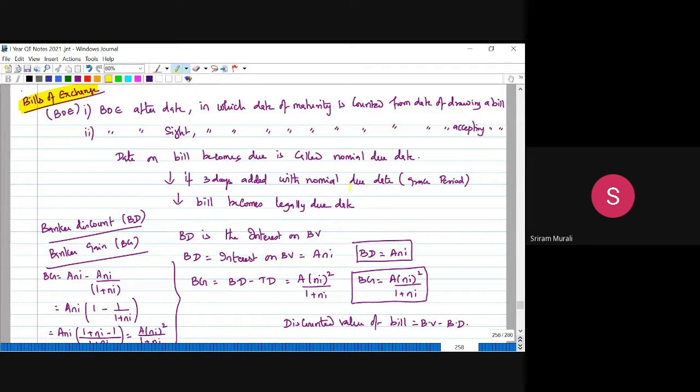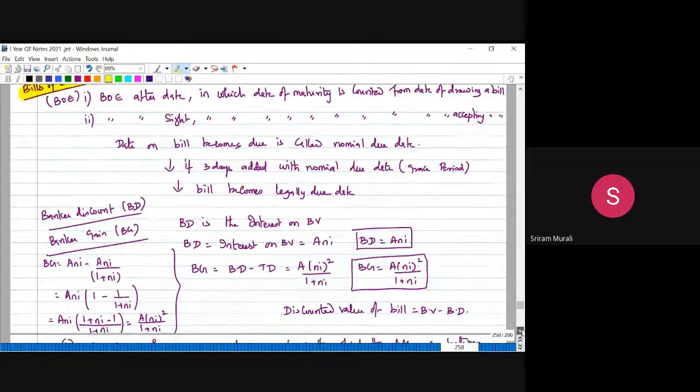If 3 days are added to the nominal due date, that is the grace period. The bill becomes legally due on that date.